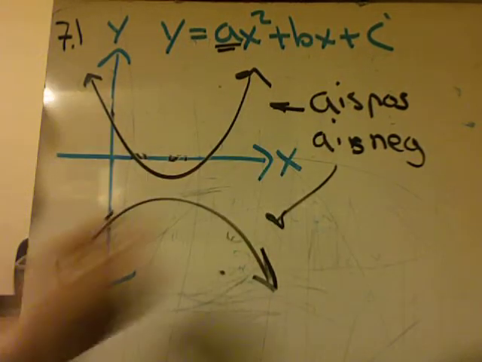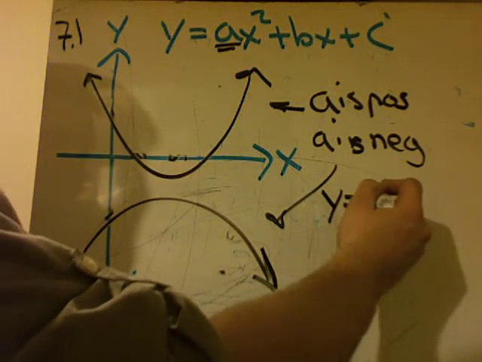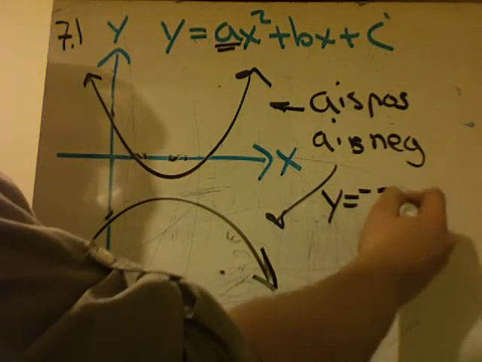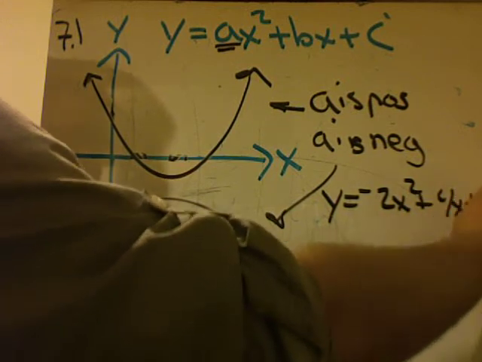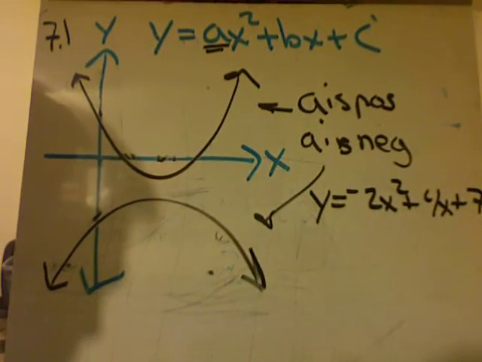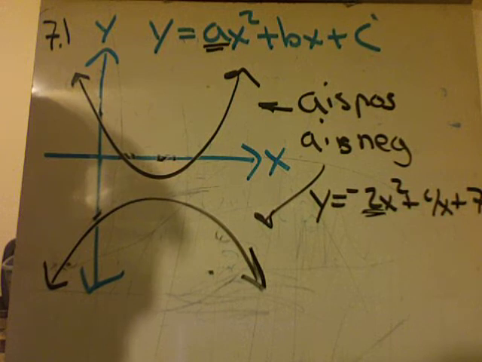Okay, so if we have the equation y equals negative 2x squared plus 4x plus 7, okay, that's going to point down because our a value here is negative.